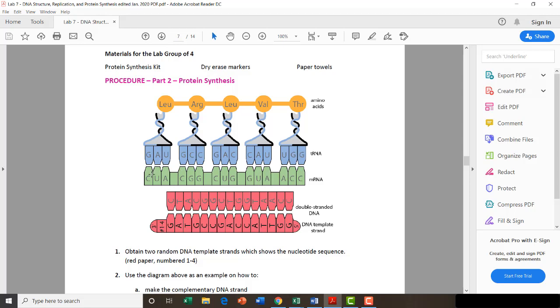This mRNA is then used to code for amino acids. So how does that work? As you can see, the mRNA is chunked into 3 bases. These 3 bases are called codons. So codons are in mRNA, and every 3 bases codes for 1 amino acid.